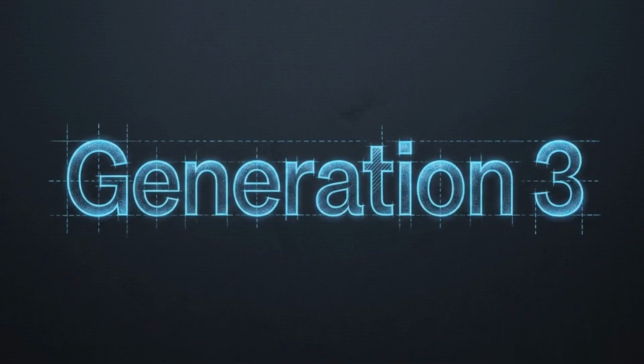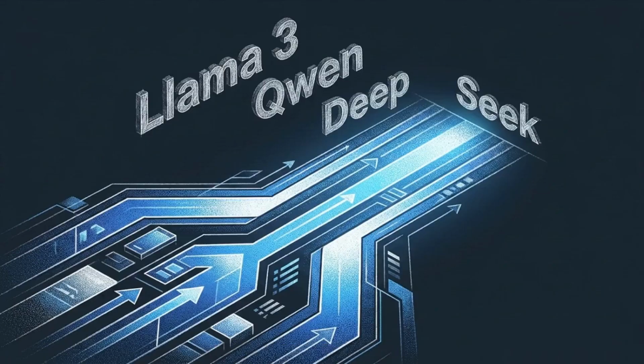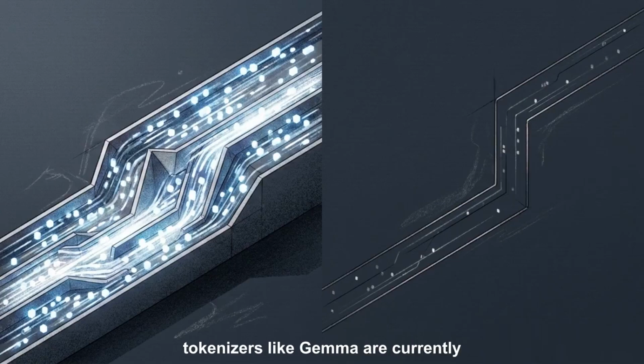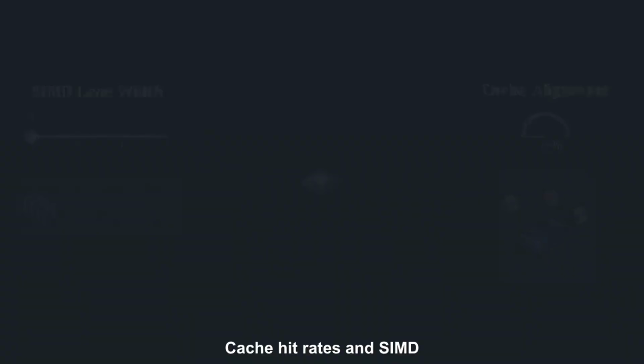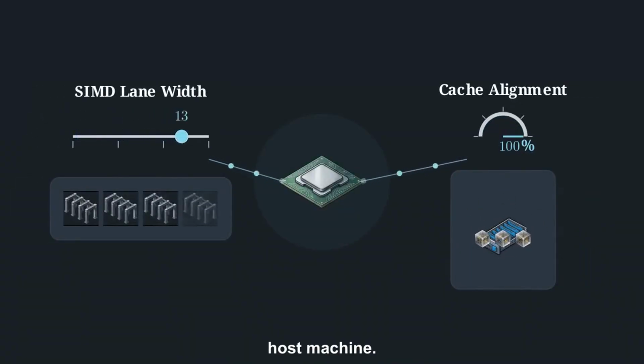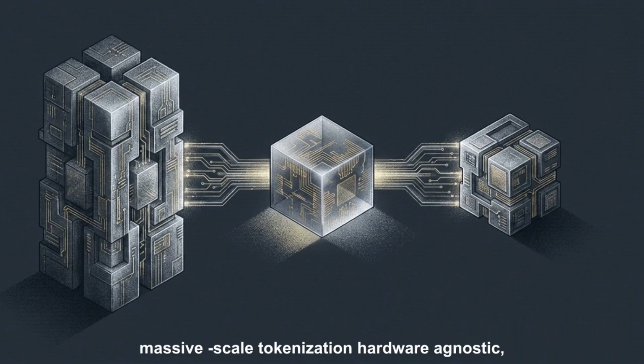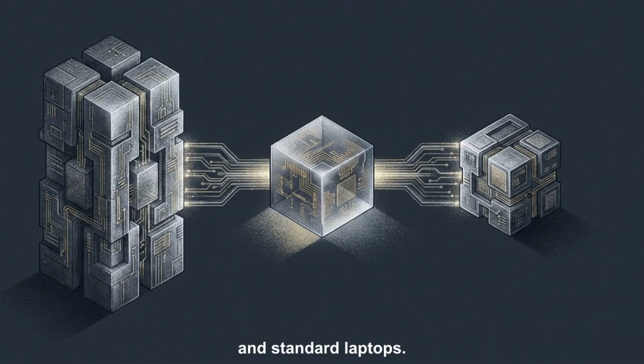Modern standards like Llama 3, Qwen, and DeepSeek all benefit from this increased throughput. While older sentence piece-based tokenizers like Llama are currently less optimized, they still vastly outperform incumbent libraries. Cache hit rates and SIMD lane widths dynamically adapt to the available hardware on the host machine. GigaToken's low-level architecture makes massive-scale tokenization hardware-agnostic, enabling hyper-efficient data preparation on both enterprise server racks and standard laptops.